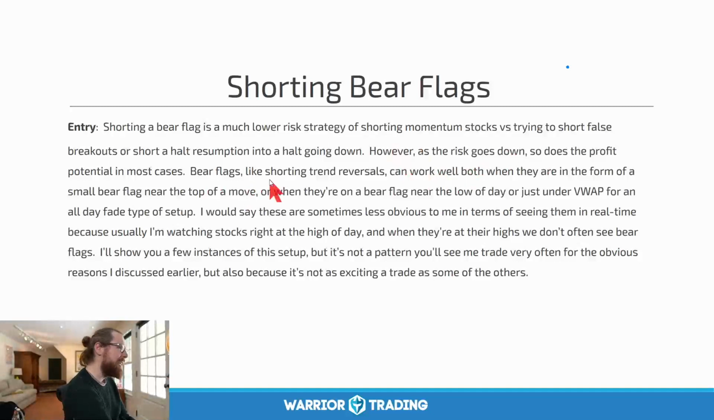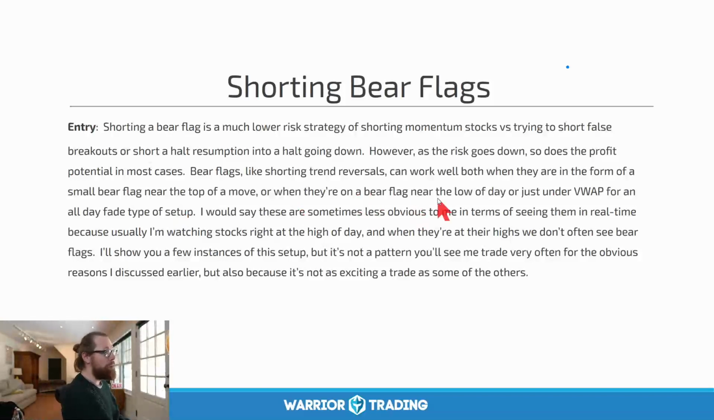Bear flags, like shorting trend reversals, can work well both when they're in the form of a small bear flag near the top of a move. So it's kind of pulled back and reversing right at the top, sort of like that setup on GameStop at 172. I said this is kind of a wedge here right at the top. So that's kind of a bear flag, even though it doesn't have the traditional flagpole. It's still just something bearish about it.